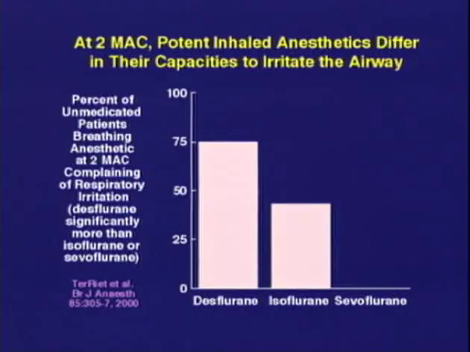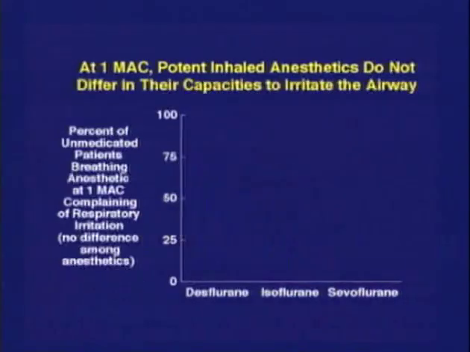Let's return to that issue of airway irritant qualities, and remember this slide. It says give 2 MAC of desflurane, you get evidence of respiratory irritation. You also get it with isoflurane, but not quite as much. And with sevoflurane, you get nothing. But at 1 MAC, you get no evidence of respiratory irritation. They're all the same.